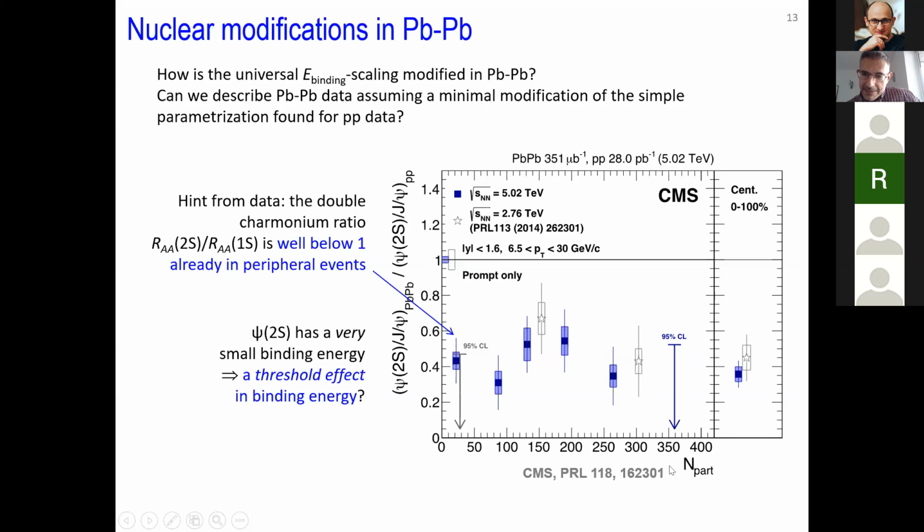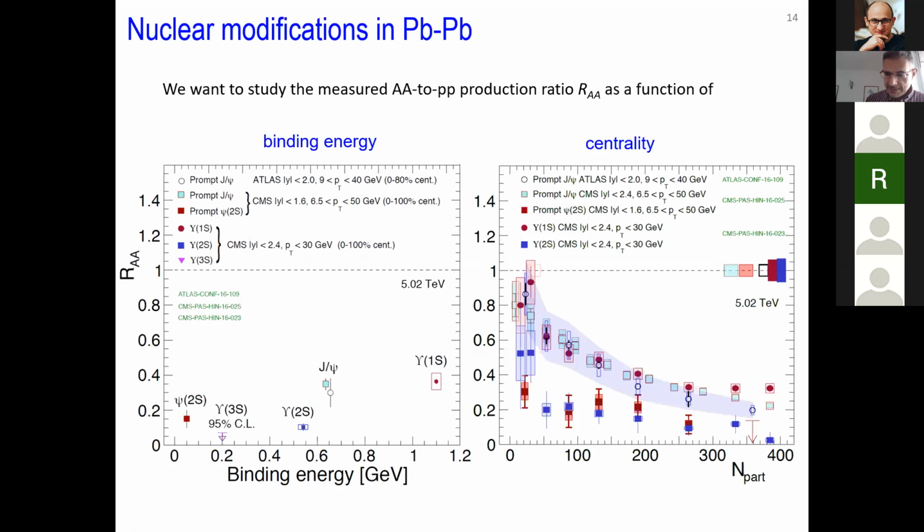So at the lowest possible value of number of participants, we already have a very strong drop of psi(2S) production with respect to J/psi production. This suggests that there is some kind of threshold effect, because psi(2S) is characterized by having a very small binding energy. And this is the base idea of the model that we will propose.